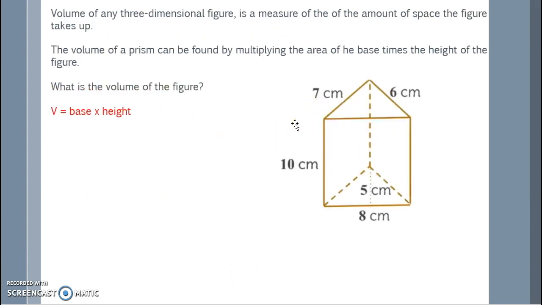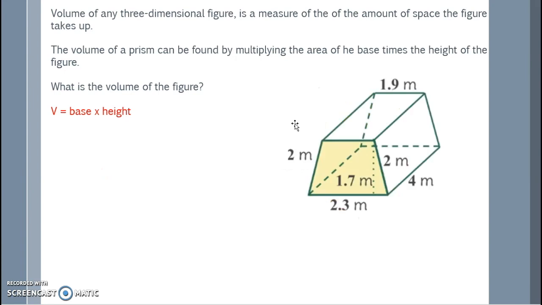The volume of a prism can be found by multiplying the area of the base times the height of the figure. What is the volume of the figure? So the volume is base times height. Here we have a triangular prism. The area of our base is a triangle, so the area of the base is half times base times height. So half times 8 times 5 is 20. And we want to take 20 times how tall our prism is, which is 10 centimeters. So 200 cubic centimeters is the volume of this triangular prism.